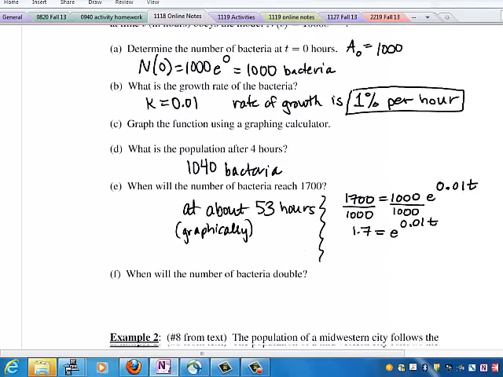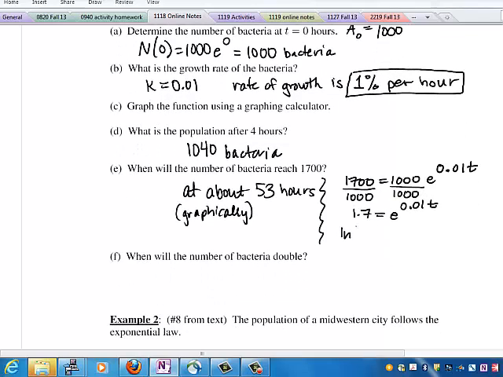And then we want to take the natural log of both sides. Natural log of 1.7 on the other side. We'll have the natural log of e to this, so that's just going to be 0.01t. And then divide by 0.01, so t would be natural log of 1.7 divided by 0.01.